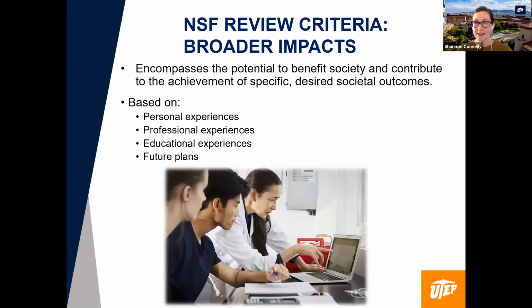Broader impacts. What's the potential of your work to benefit society and contribute to the achievement of these specific desired societal outcomes and goals that the National Science Foundation has in mind? And that can thread throughout your personal and professional experiences and your future plans.